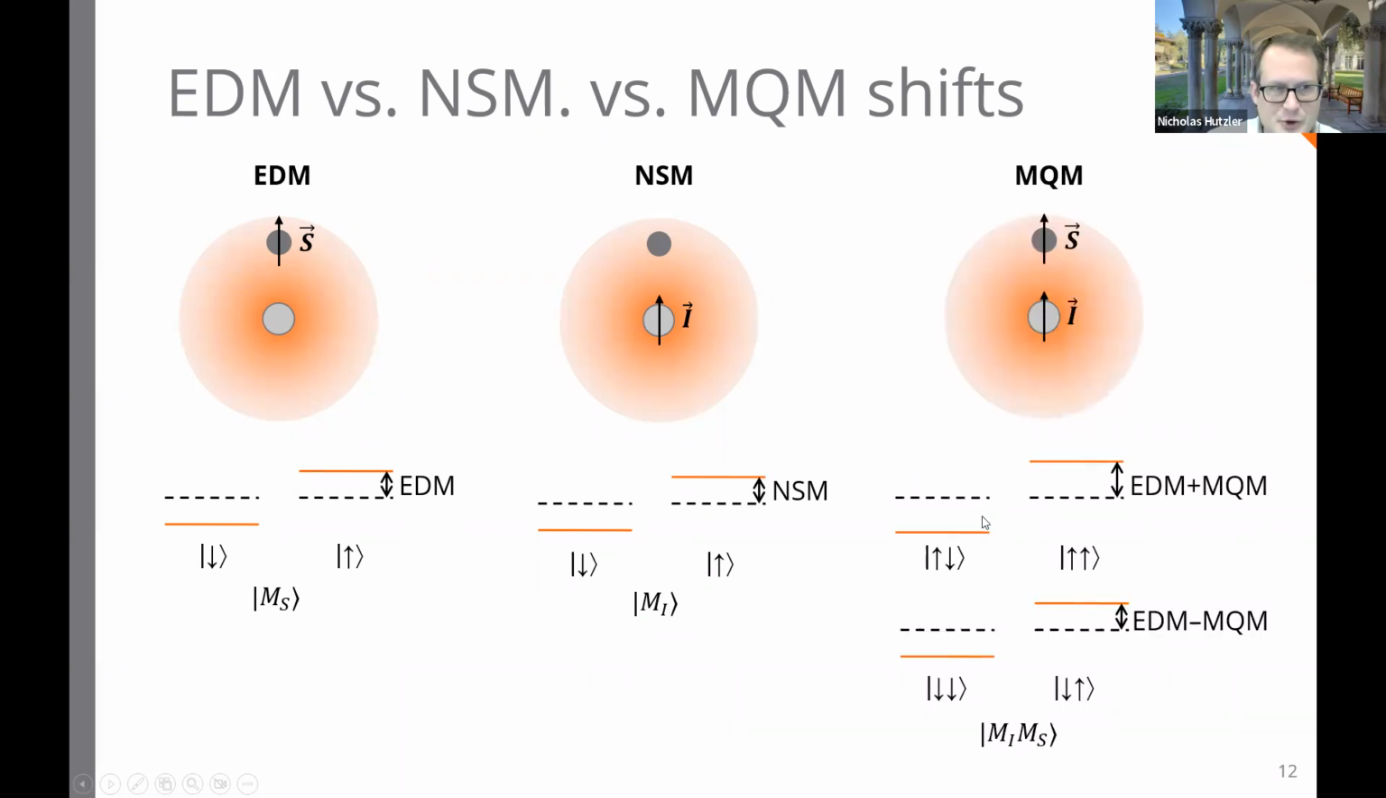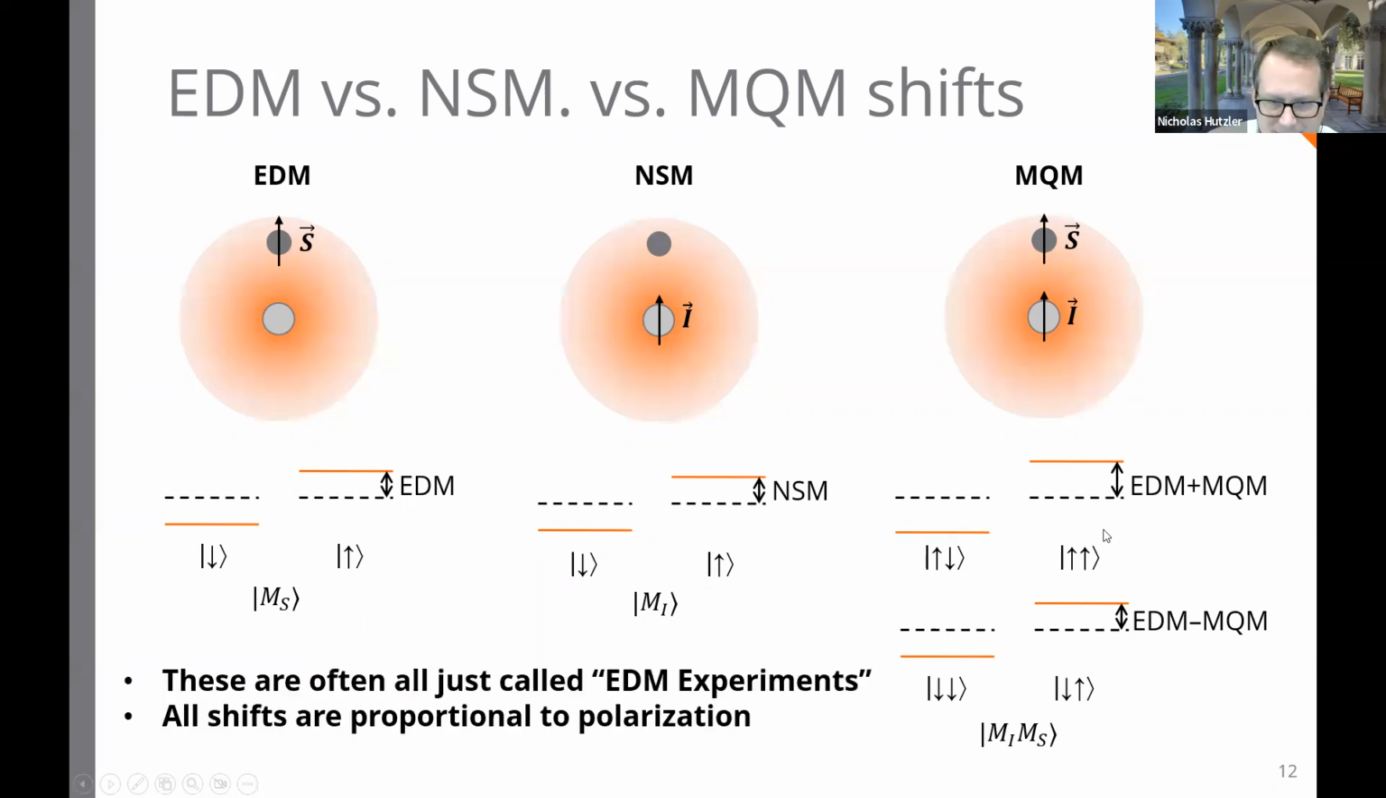For an MQM, it's also basically the same, except now you're looking for the interaction of the electron spin and the nucleus. So you have to compare two pairs of states where the nuclear and electron spins are aligned or anti-aligned, and then compare them. But in summary, the methods are basically the same. For that reason, people often just call these things EDM experiments, even if you're not actually looking for an EDM. Also importantly, the shifts in all of these cases are proportional to the polarization. You always need something that's very polarizable.